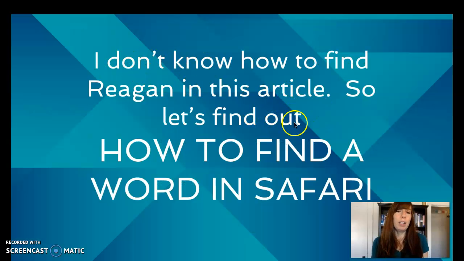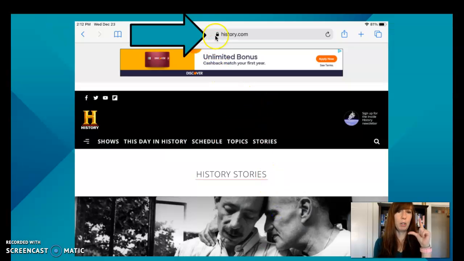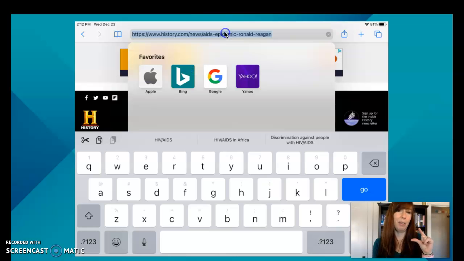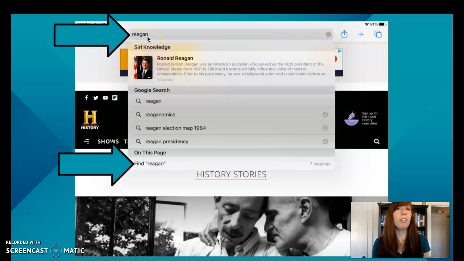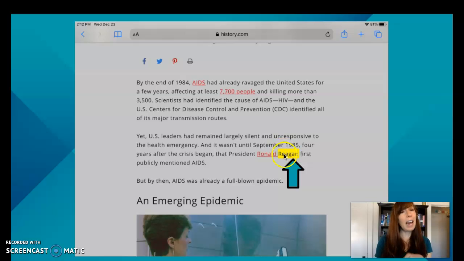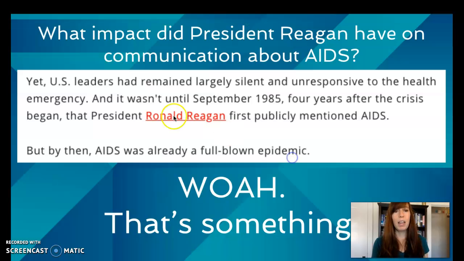So let's find out how to find a word in Safari. Here's what you're going to do. You go up to the search bar, and where it says the website name, you're going to cancel that out and type in Reagan or whatever keyword you want to use. Once you do that, some things will start popping up down here. And on the bottom, it says on this page, find Reagan. I'm going to tap on that. And when I do, it highlights everything in that article with that word in it. I can see exactly where Ronald Reagan is mentioned right here.